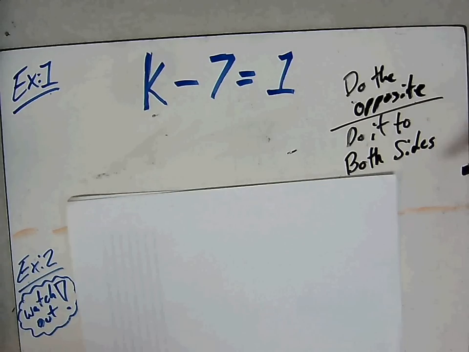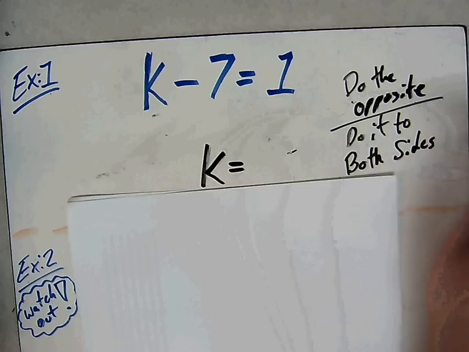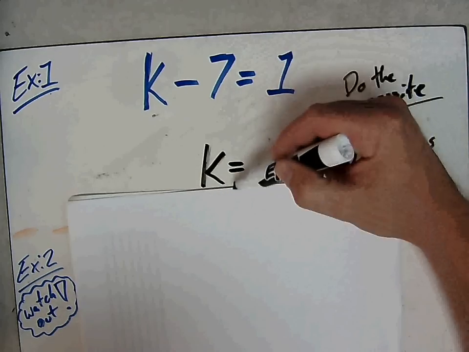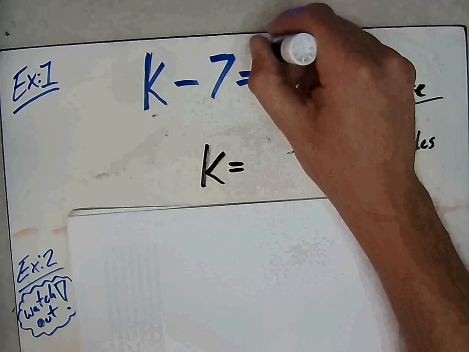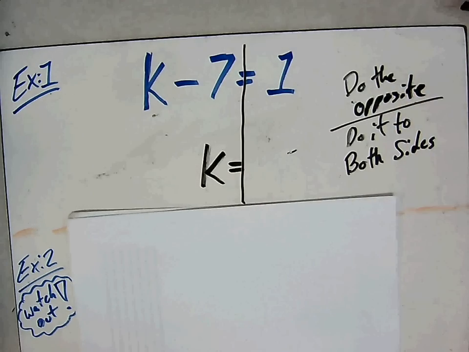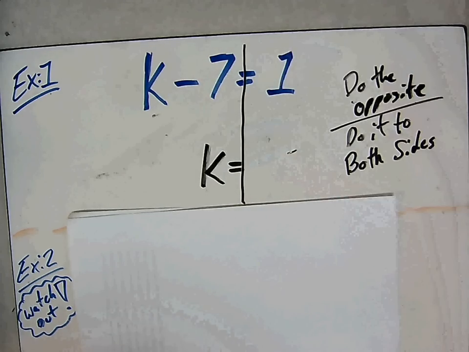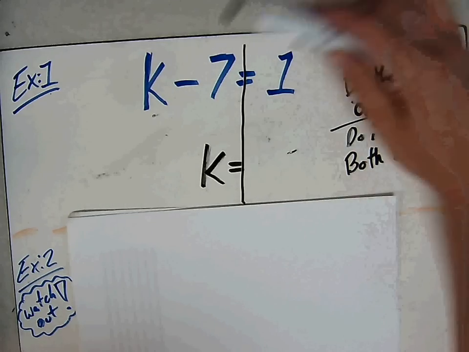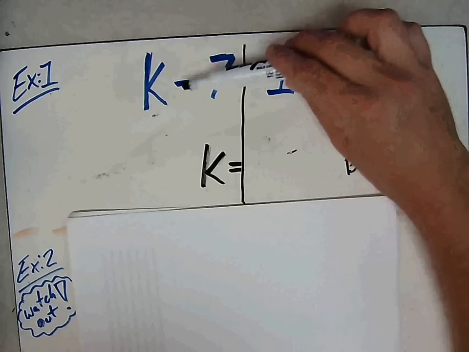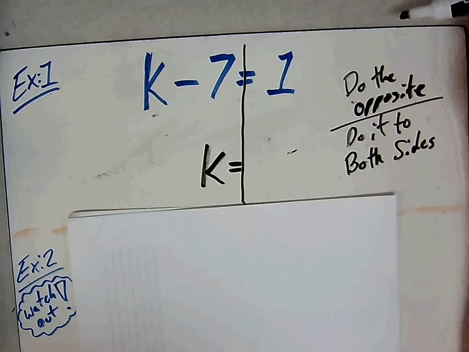So I want to figure out what k is equal to. We are going to line up our equals. There's a very simple way to do that. We're just going to draw a line straight down. That way we have a left side and a right side. Now if I want to find out what k is, I want k to be by itself. The only thing on this side that I've got to get rid of is a 7. So how do I make a 7 go away? Here I've got minus 7. So I want to do the opposite. What's the opposite of minus 7?